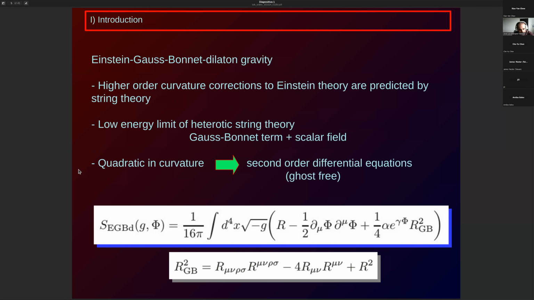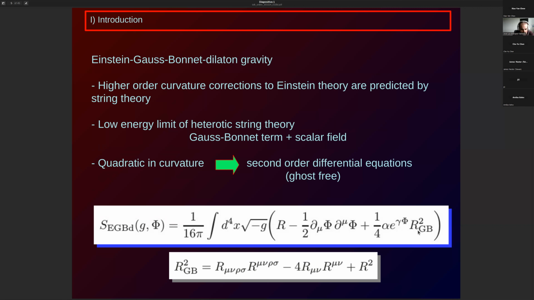So the action of this theory looks like this. Typically, you have the Ricci curvature as in Einstein. You have some scalar field, right? The kinetic term of the scalar field. And then you have this new term, which is given by the Gauss-Bonnet curvature. And as you can see, it's coupled to the scalar field via this coupling that makes it a dilatonic field. And you see that the theory has, in principle, two constants, the alpha, the Gauss-Bonnet coupling constant, and the gamma, which typically is called the dilaton coupling constant. Okay.